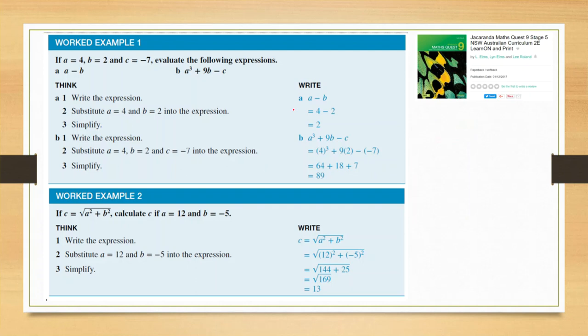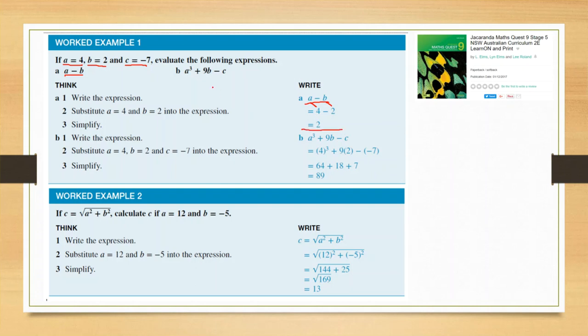Examples, this can go in your notes. So A minus B, if A equals 4, B equals 2, and C equals minus 7, evaluate, so find the value of A minus B. So A equals 4, B equals 2, so we get 4 take away 2, which is 2.